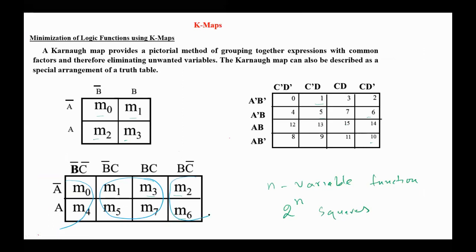Similarly, in the four-variable map, the eight squares here are not A, and these are A. As you see, these eight squares in the middle represent B, and the first four squares with the last four squares represent not B. And these eight squares represent D, and these eight together not D. The last two columns represent C, and the first two columns represent not C.